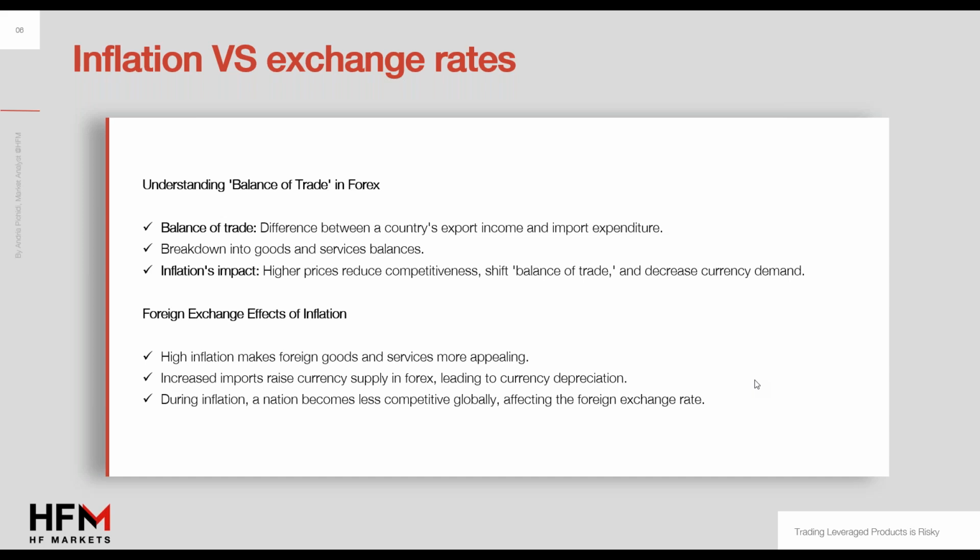So at that point, here we have the balance of trade. Let's understand the balance of trade because it's key in order to see also how the Forex market is affected by changes in inflation and changes in interest rates and so on and so forth. So balance of trade, guys, is the variance between a country's income due to exports and its expenditure due to imports. It can further be broken down into balance of trade for goods or for services.